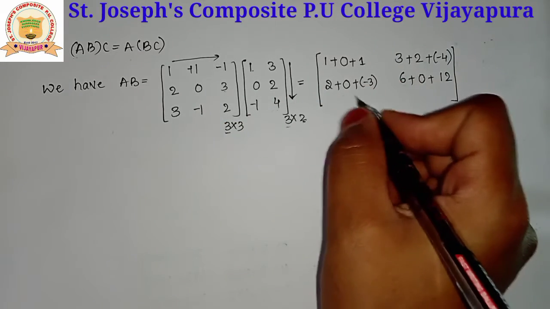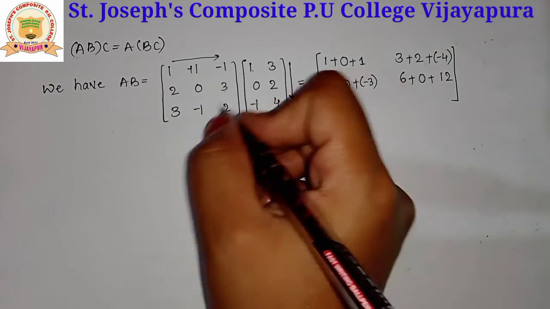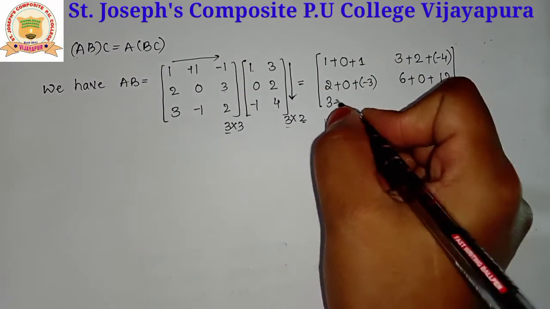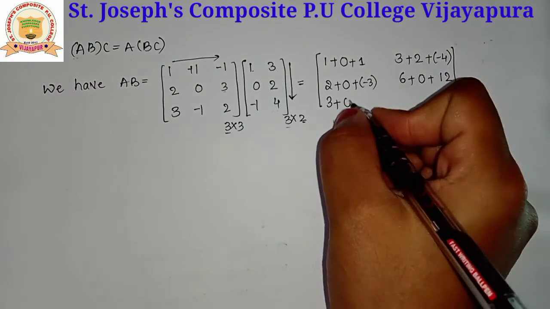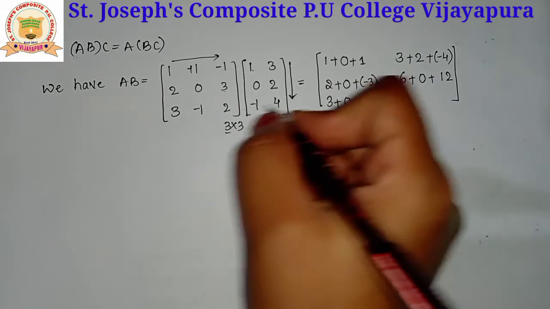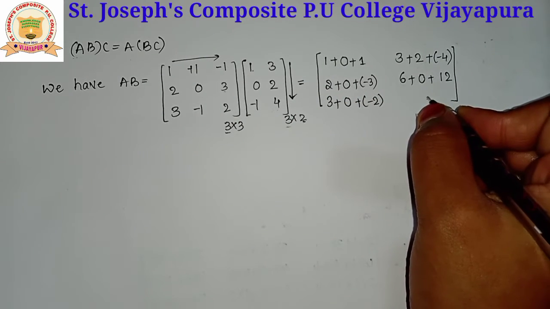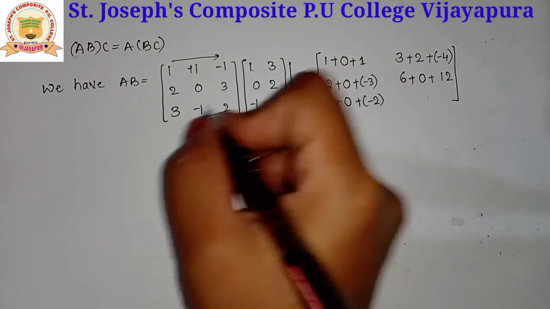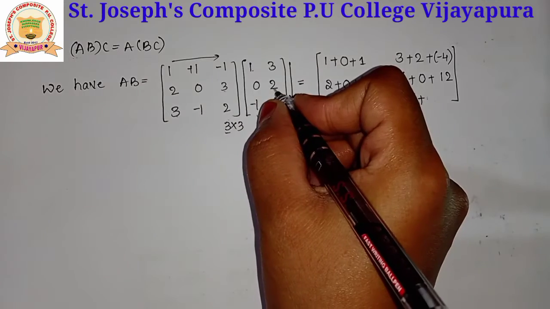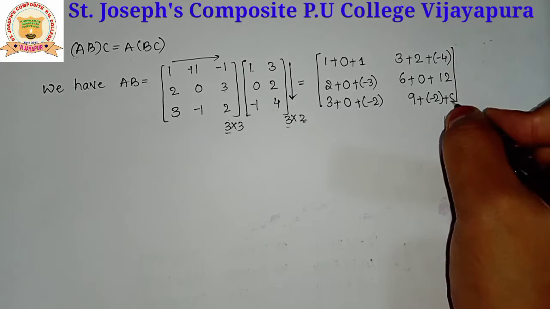Our next element will be A31, means third row, first column. So we have to multiply corresponding elements, then add. 3 into 1 is 3 plus minus 1 into 0 is 0 plus 2 into minus 1 is minus 2. Our next element is A32, means third row, second column: 3 into 3 is 9 plus minus 1 into 2 is minus 2 plus 2 into 4 is 8.